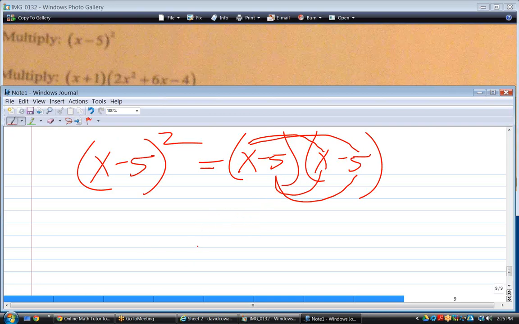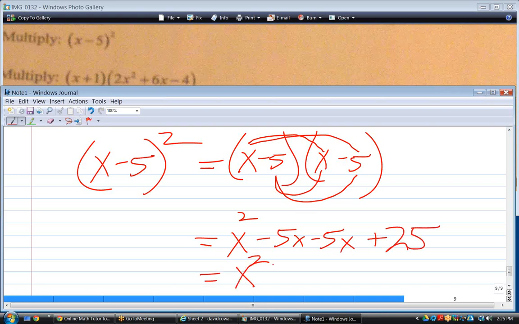What's the first one result in? You'd have, of course, x squared. What's the next term? Then you'd have minus 5x. The next term? And then you'd have another minus 5x. And the last term? And then you'd have plus 25. Okay. Notice the difference. There is a middle term here.